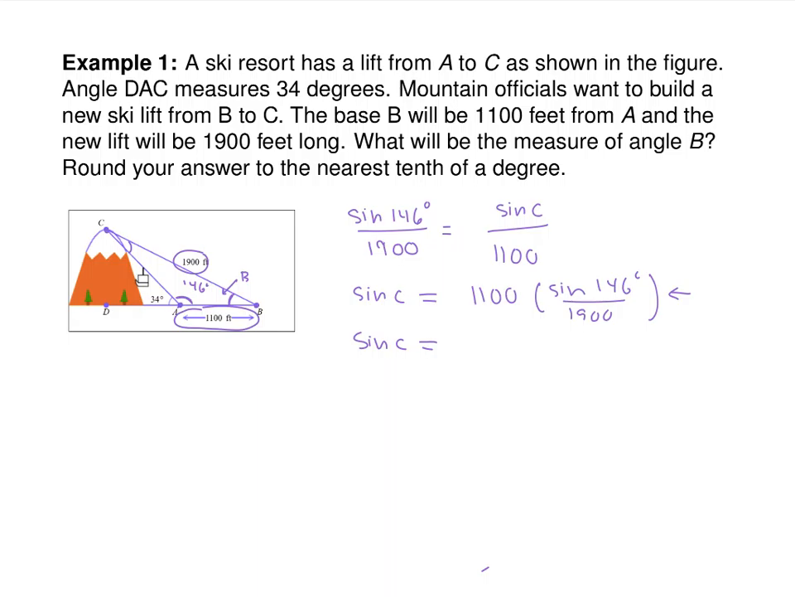I got 0.3237. I got 0.3237. Did you guys get that as well? Oh, okay. Did you get it? No, I already did this. You did the inverse already, yep. So now to get angle C, you'll do sine inverse of that number.